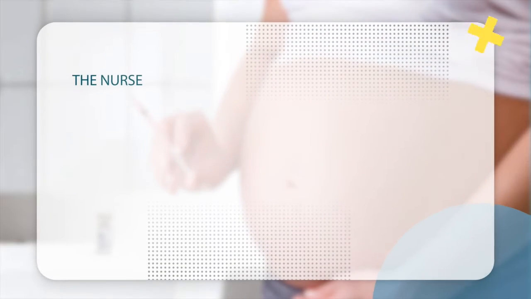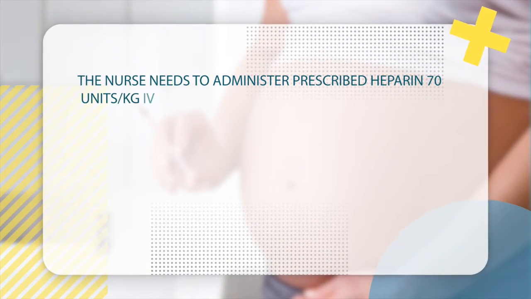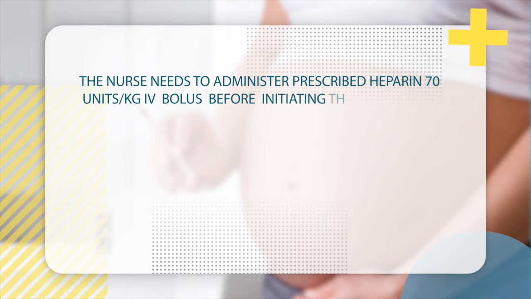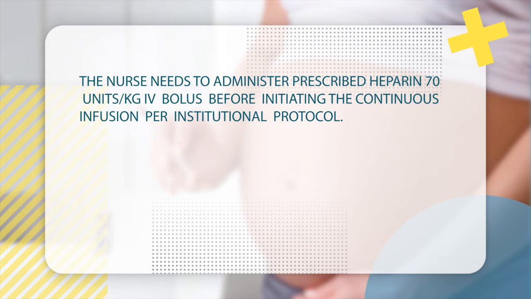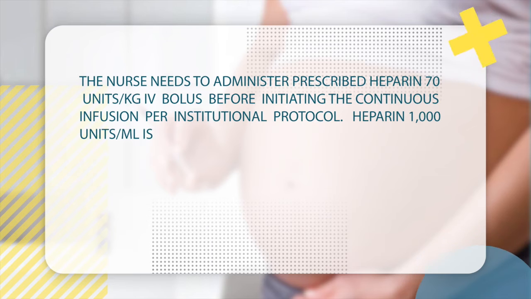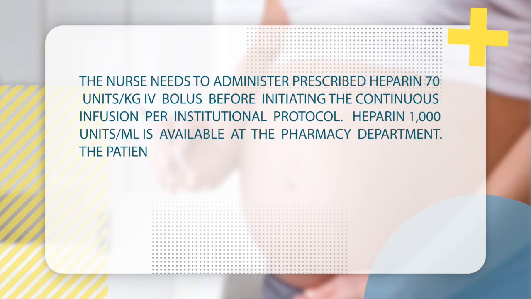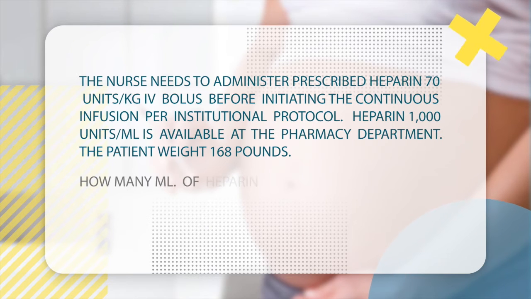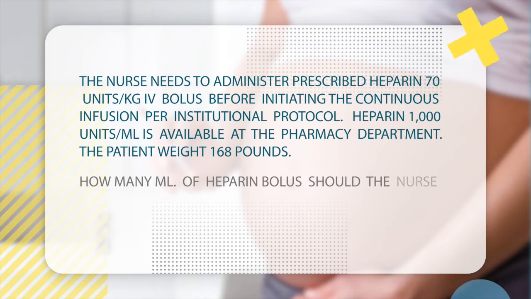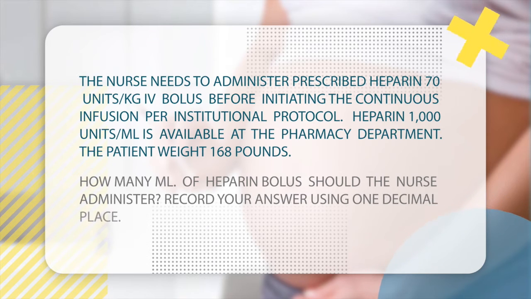The nurse needs to administer prescribed heparin 70 units per kilogram IV bolus before initiating the continuous infusion per institutional protocol. Heparin 1000 units per mL is available at the pharmacy department. The patient weighs 168 pounds. How many mL of heparin bolus should the nurse administer? Record your answer using 1 decimal place.